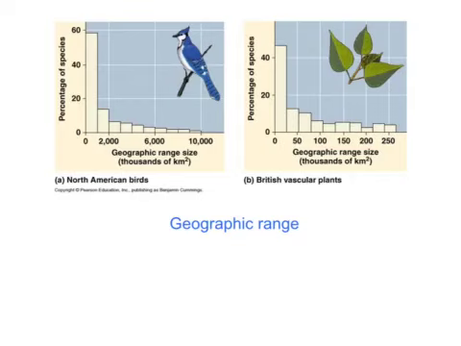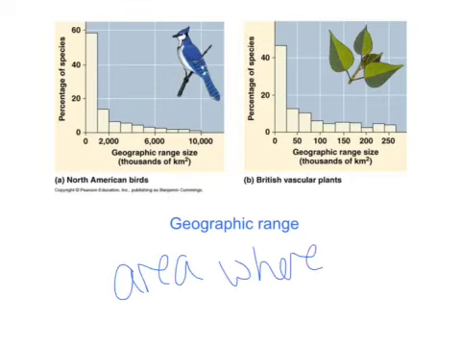The geographic range of an organism, again, is the area where you're going to find the species. Some organisms have a very large range. Some organisms have a very small range. It's just the area where you're able to find the organisms.